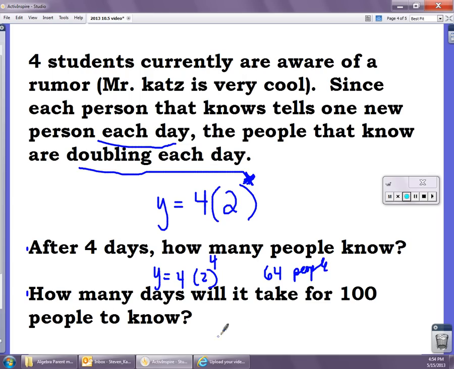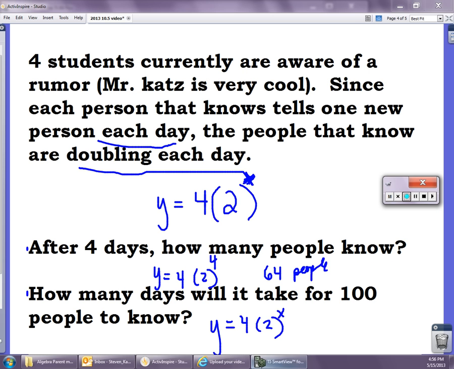Now to answer the next question, how many days will it take? Well, now I'm telling you what y is supposed to equal. And you guys right now in Algebra 1 do not know how to take an equation and solve for x when x is an exponent, how you can move it down so that it's not just an exponent, it's an actual variable down here. So instead, what we talked about in class is that if you go and graph it, let me go ahead and graph it.